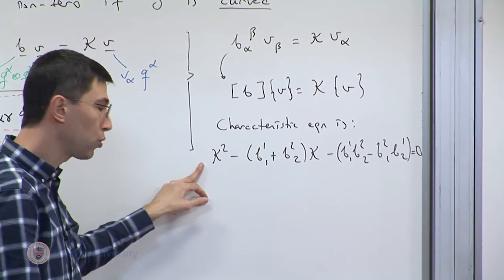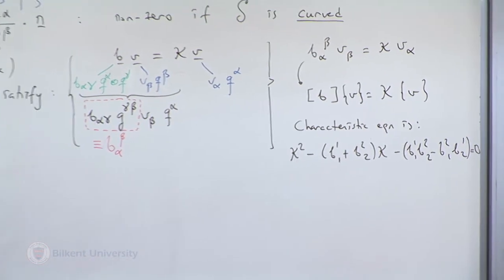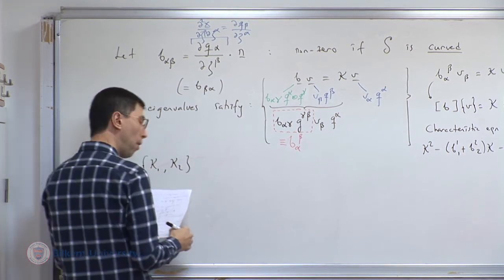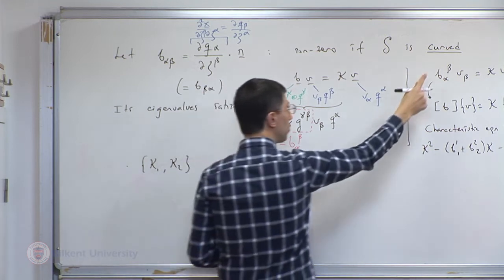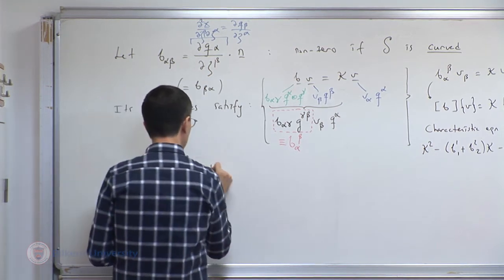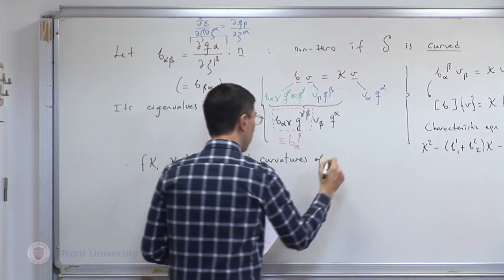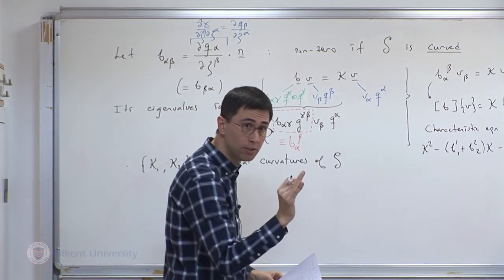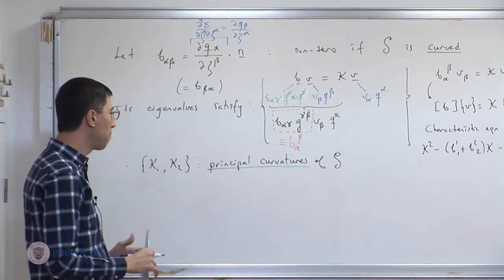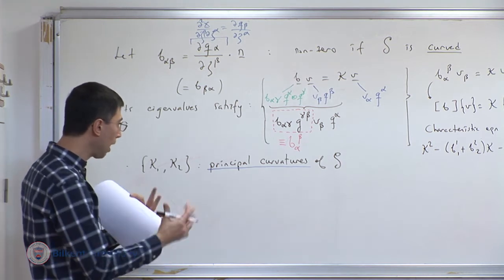And it turns out that those two roots are guaranteed to be real. That's a short proof on its own, but let's believe that result. And the values, kappa 1 and kappa 2, in other words, the two eigenvalues of this matrix B, or the eigenvalue problem that I have written here, are called the principal curvatures of the surface at the point that I'm at. Okay? So now, after all of that manipulation, this is the first time that some clear geometric interpretation emanates from all of this machinery.